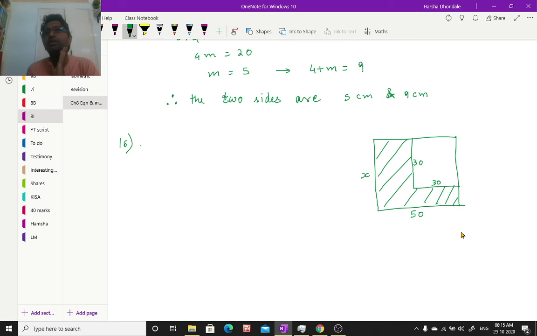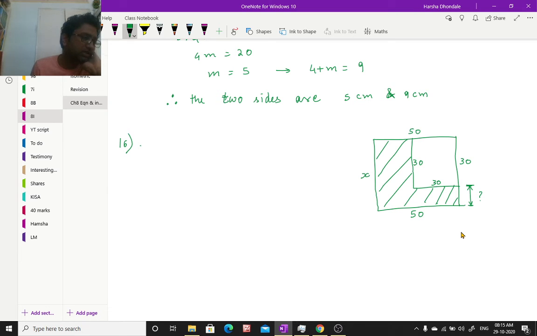If this is 50, this also must be 50, and then obviously this must be 30, and we don't know this part, we don't know this distance. Anyway, so how do we solve this?